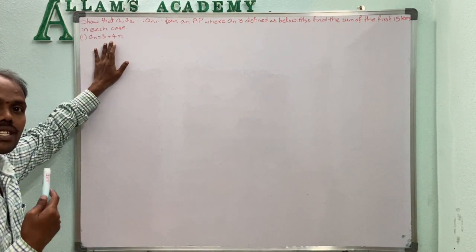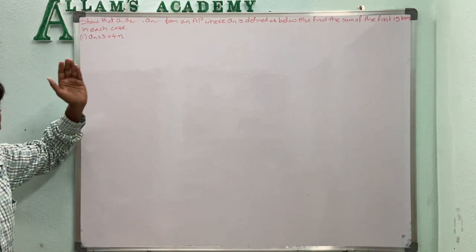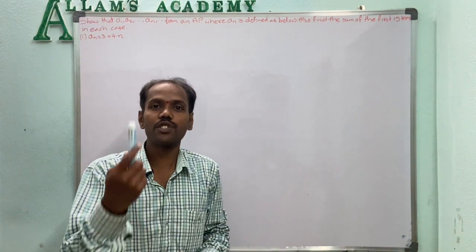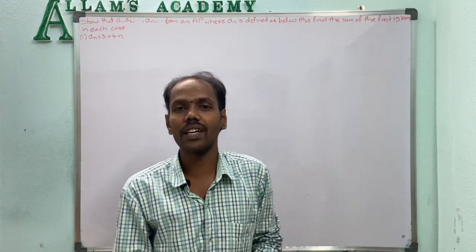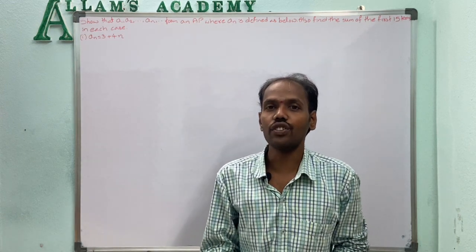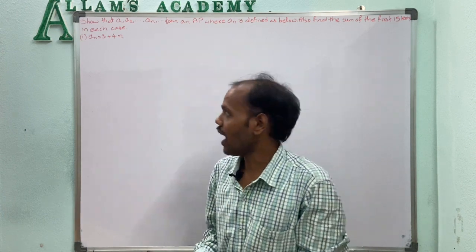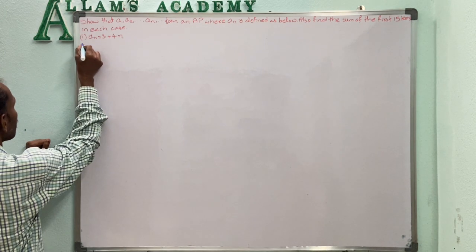Now if we substitute n = 1, 2, 3, 4 and so on, we get those terms. If we substitute n = 1, we get the first term. If n = 2, we get the second term a2. If n = 3, we get the third term a3, and so on.